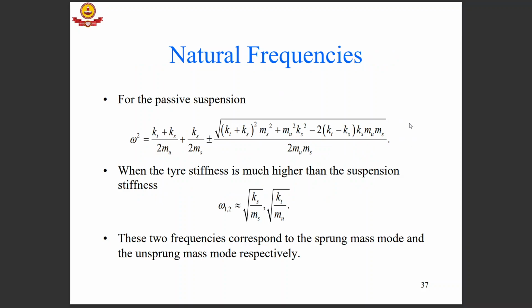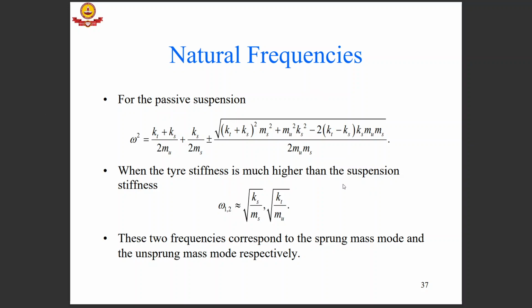Okay, so to obtain an equation for a passive system, we just have to substitute Fa equals 0, and we can write this so we can get its natural frequencies.